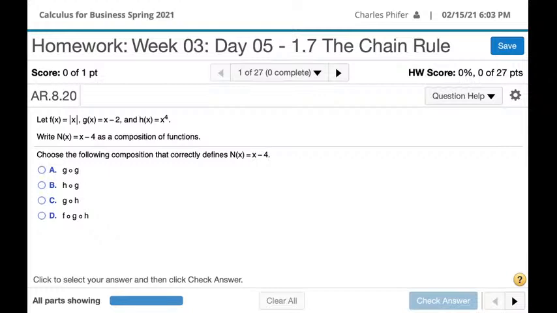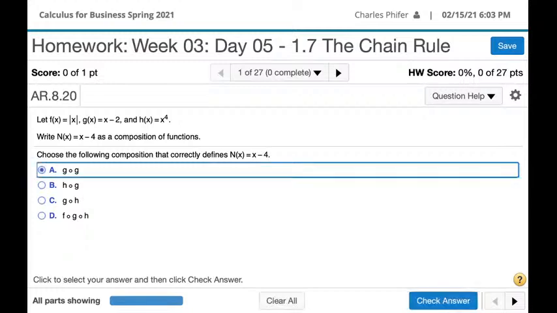Okay. Yeah, I'm going to let that be for now. Okay, so I think this is a review question. Let f of x be this, g of x is this, and h of x is this. Write n of x as a composition of the functions. Okay, well, it looks like we don't need f. We want x minus 4. If we did g of g, like g inside of itself, then we would have x minus 2 minus 2, and that would give us the x minus 4. So I was thinking this one. That comes from college algebra. So composition, this little circle here.